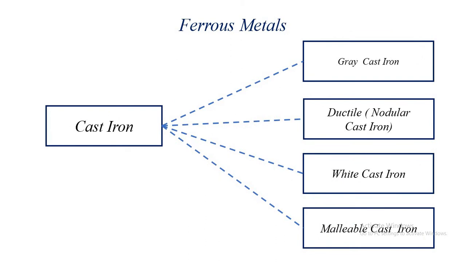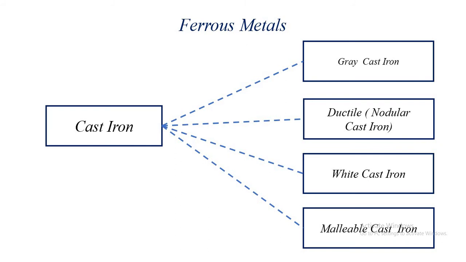Cast iron. Cast iron is a 4-element alloy containing iron, carbon 2 to 4%, silicon and manganese. Cast iron is further classified as grey cast iron, ductile, that is nodular cast iron, white cast iron and malleable cast iron. Grey cast iron. Grey cast iron is grey in color due to presence of graphite. It has good compressive strength and wear resistance. It finds its application in gasoline and diesel engine blocks, machine bases and frames, gears, flywheels, brake discs and drums.